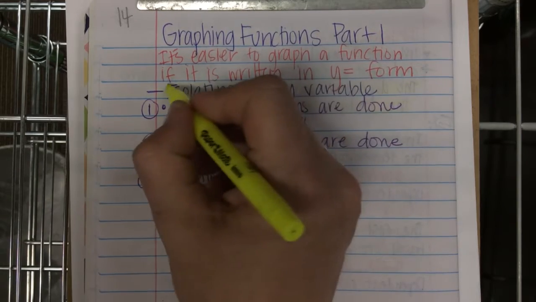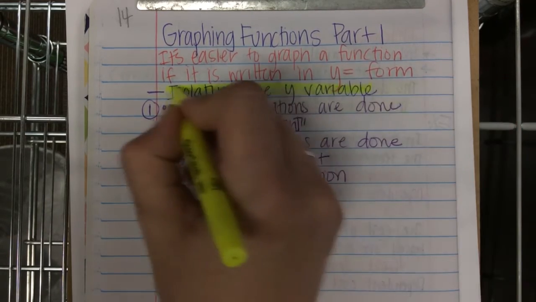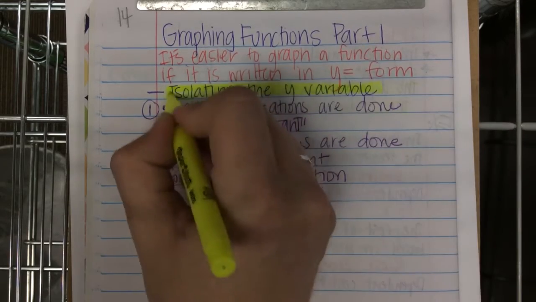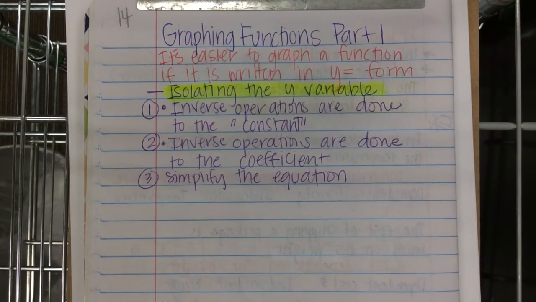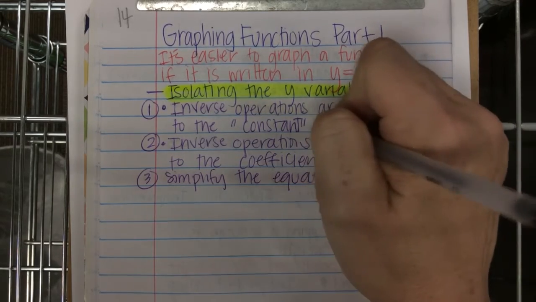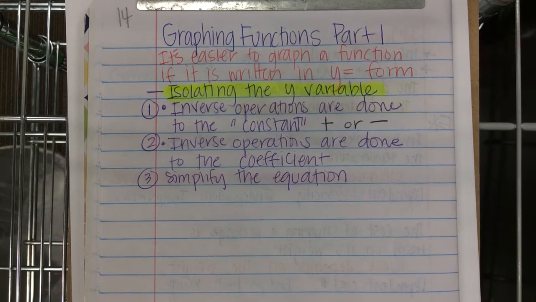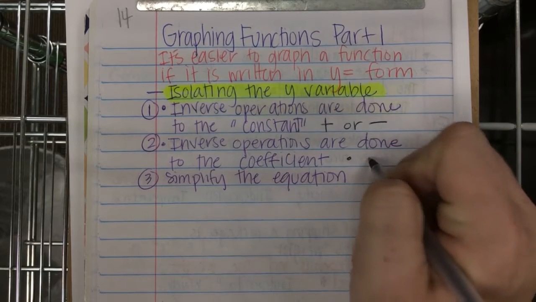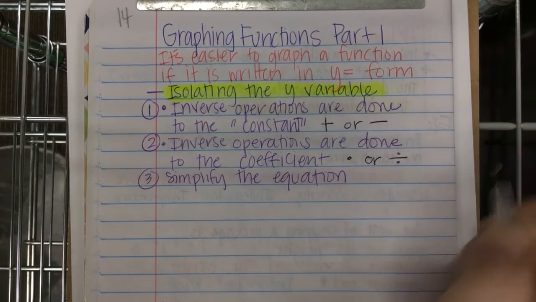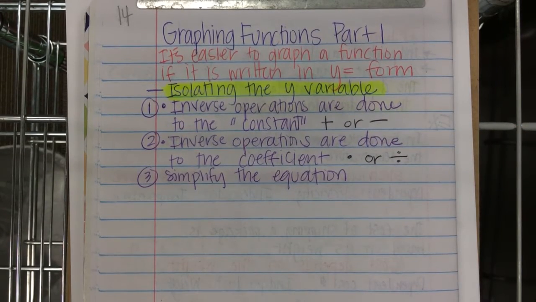We're going to isolate the y variable. How do you isolate the y variable? You do inverse operations to the constant, which are usually plus or minus. And then you do inverse operations to the coefficient, which are times or divide. And then you simplify the equation.